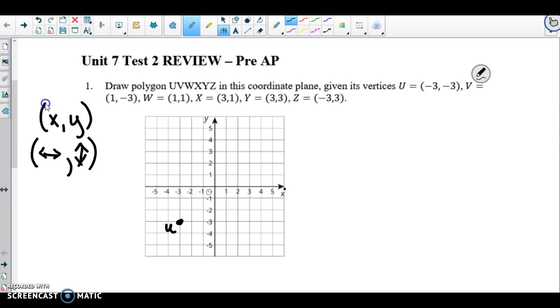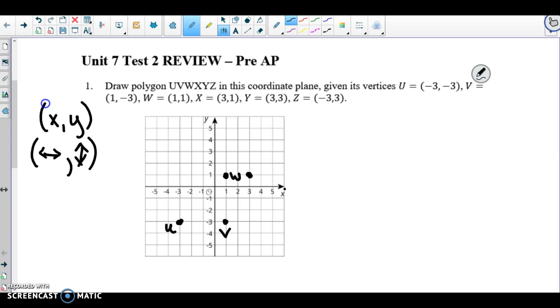V is at 1, -3, so I'm going to go to the right one because it's a positive one, and down 1, 2, 3 would be V. W is at 1, 1, so I'm going to go over 1 and up 1, and that would be W. X is at 3, 1, so 1, 2, 3 to the right and up 1.